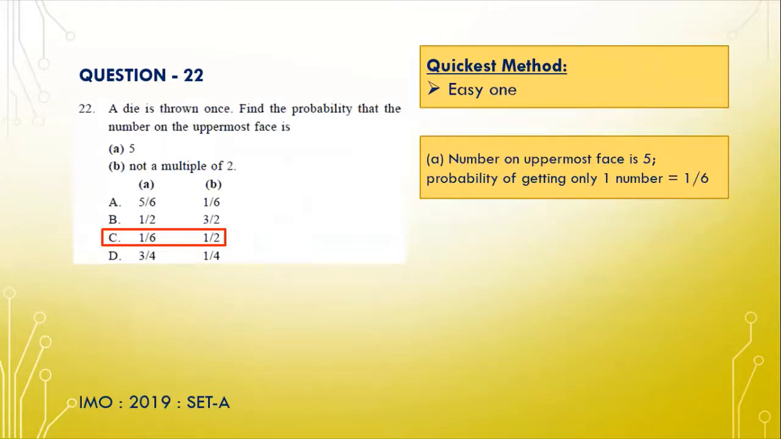A dice is thrown once. Find the probability that the number on the uppermost face is 5. Again, it's an easy question. What is the probability that the number on the uppermost face is a given number? It is one of any of the 6 numbers. So what is the probability that it is 5? It is 1 upon 6. So A is 1 upon 6. That's it. You just mark the option C. You don't need to solve the option B.